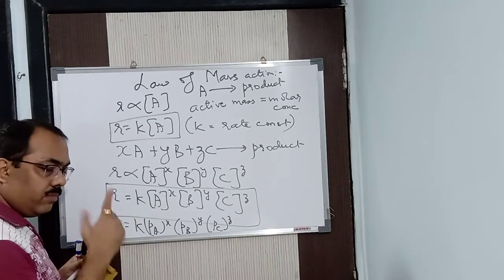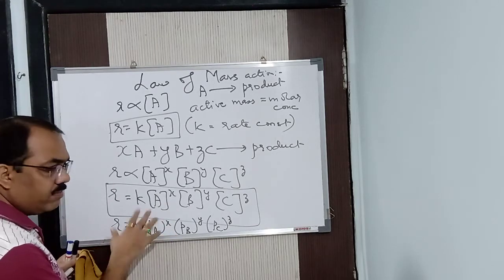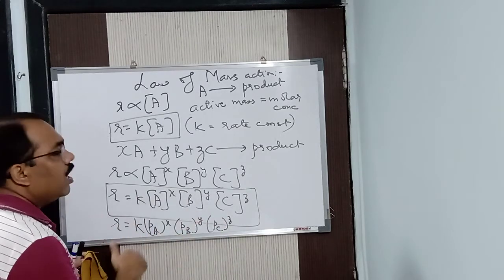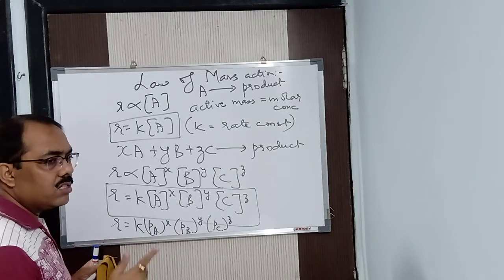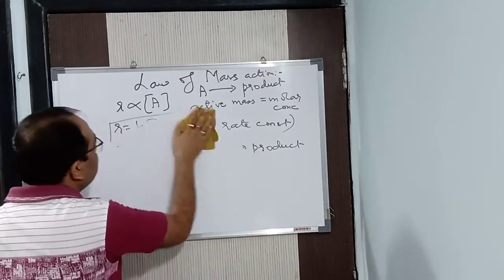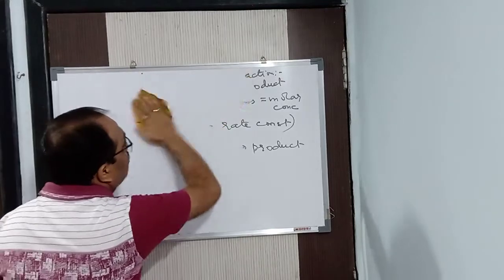For the liquid, concentration will be mentioned. For the gas, concentration is there. If at all it is not given, then partial pressure will be mentioned. This is a formula. And for the solid, nothing will be given. Why? Because concentration is 1 or unity. That is constant. Now this is about your law of mass action, what I told you.